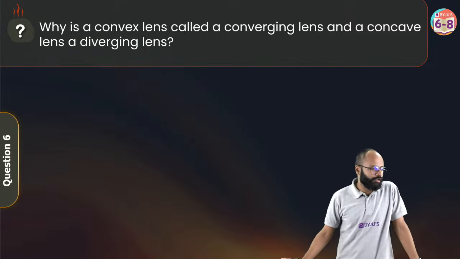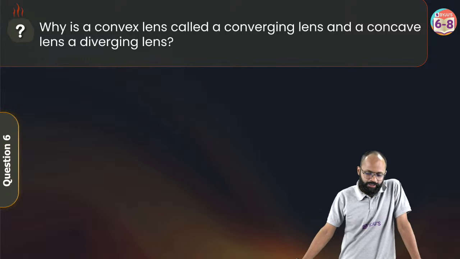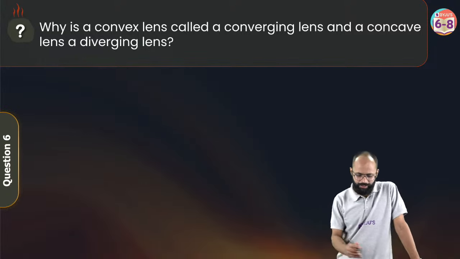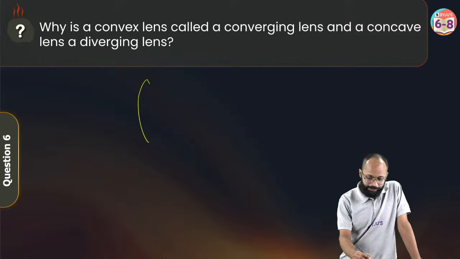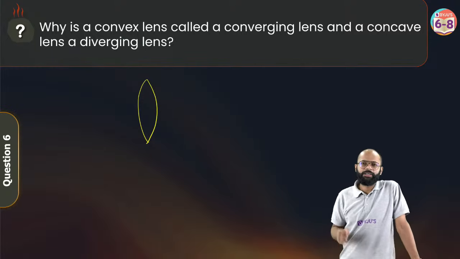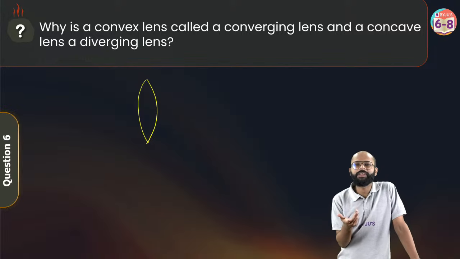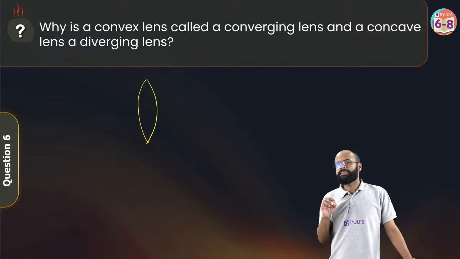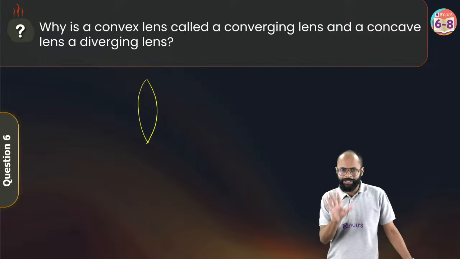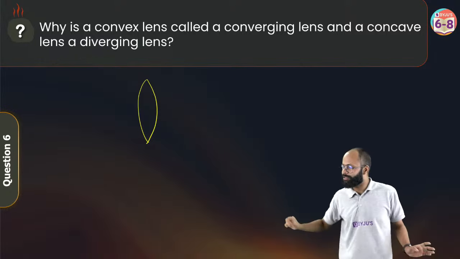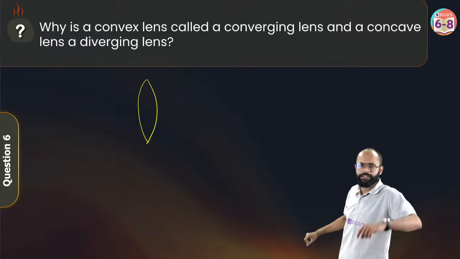Why do we call a convex lens a converging lens? क्यों बोलते हैं converging? कोई तो reason होगा. Sir, convex lens look like this. That is why it is converging. No, that is not the reason. ये क्या बात हुई? Converging का मतलब क्या होता है? What is the meaning of converging? आपने क्या देखा? That you said it is converging. कुछ तो देखा होगा. You must have seen something special that you say this unknown lens is a converging lens. क्या था वो?